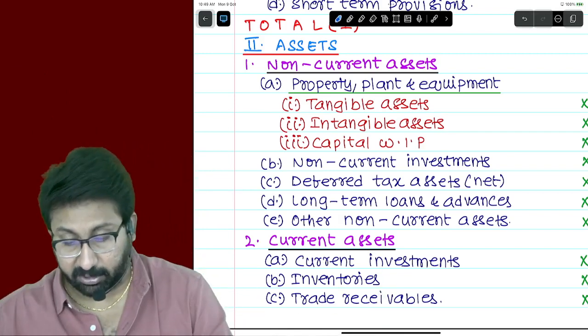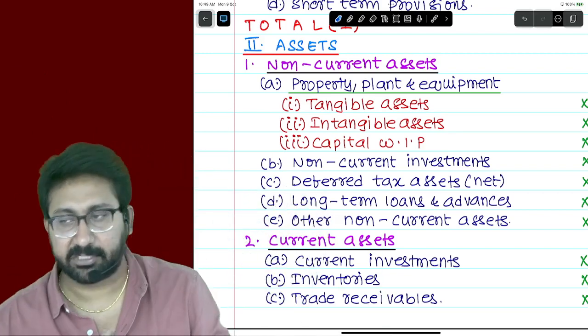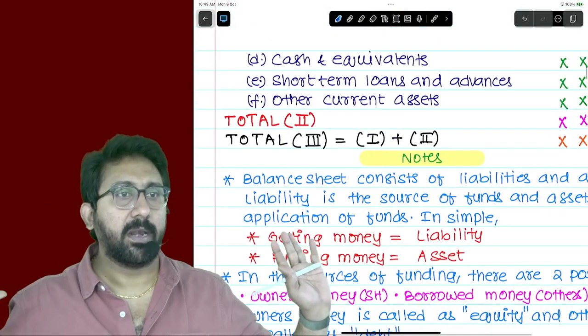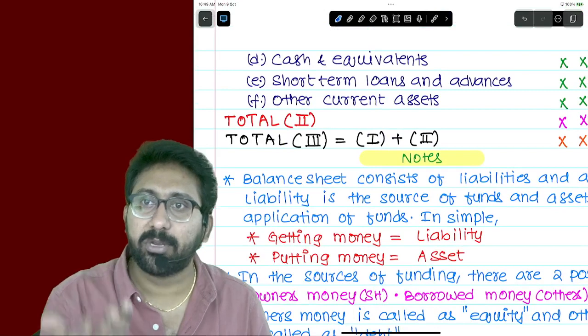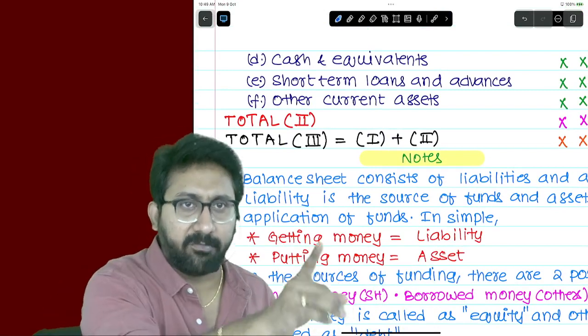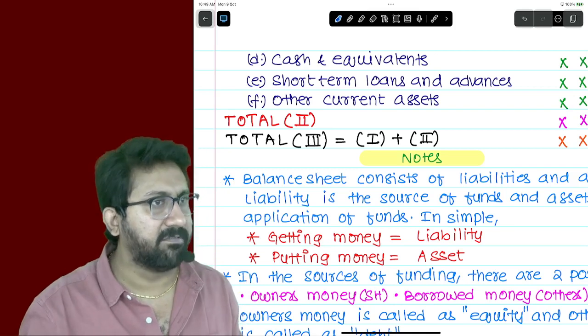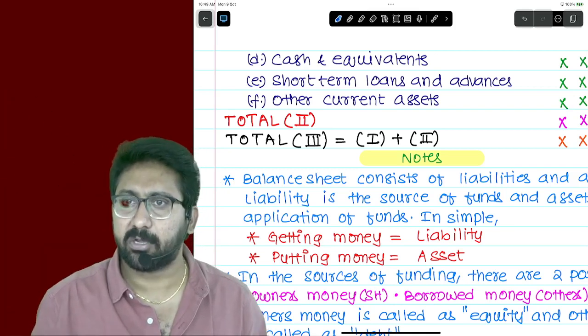Tell me, what are the types? First see the main heading. First one? Second one? That's a lower one. There are 2 types of assets only, na? First one is non-current assets. Second one, current assets, over. That's all. Only 2 assets will be there. Non-current assets, current assets, gone.